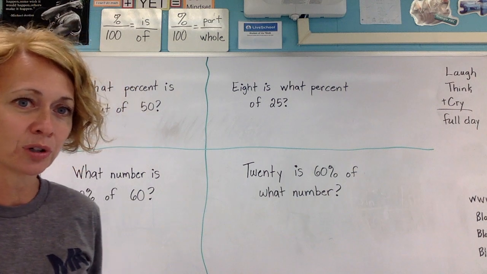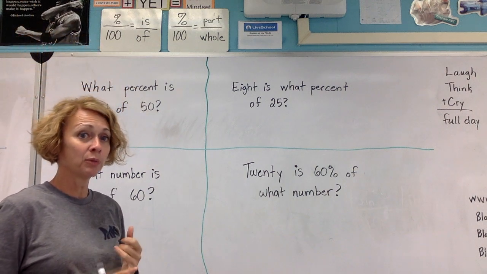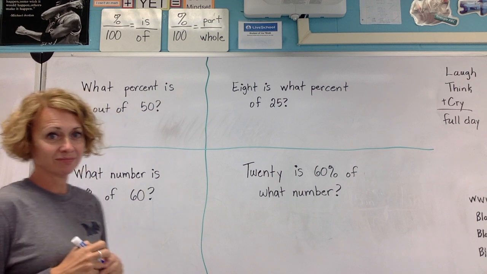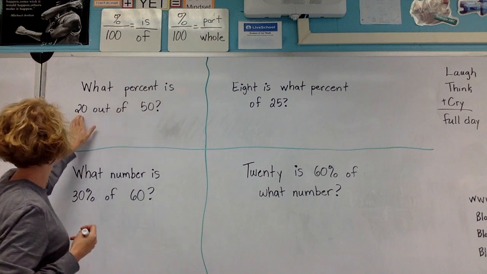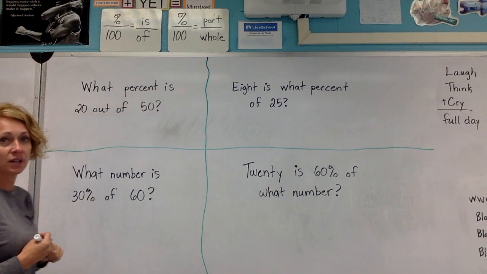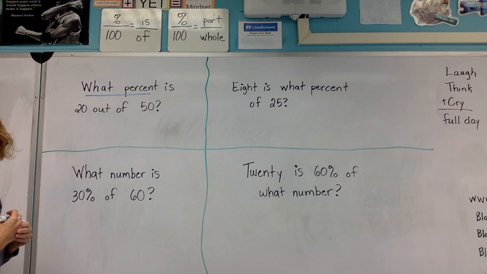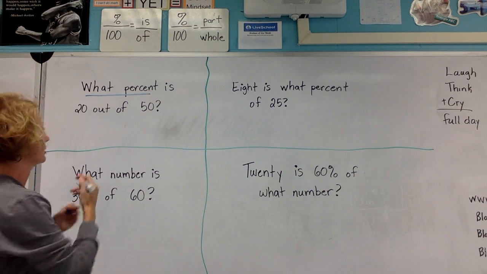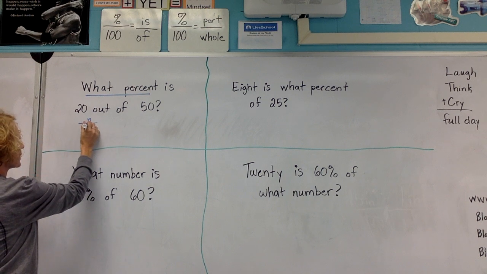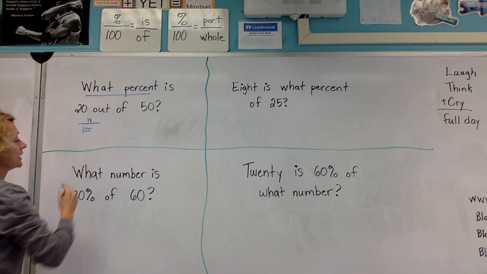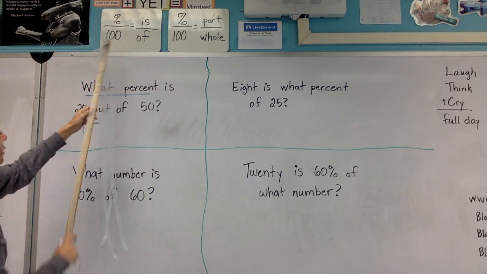Let's look at about 4 questions here and see if we can use this concept to help us set up a proportion and then solve it. All right, so our first question says, what percent is 20 out of 50? In this problem, I'm looking for a percent number. That's the unknown. What percent? So I'm going to let my proportion start out with n. That's the unknown. And I'm going to write that over 100 because I'm looking for the percent number.